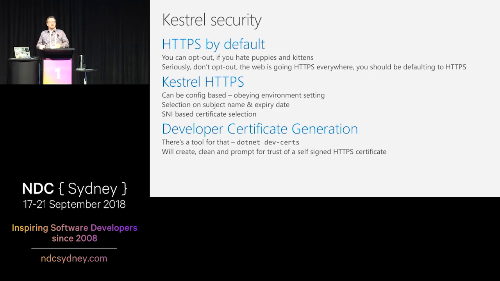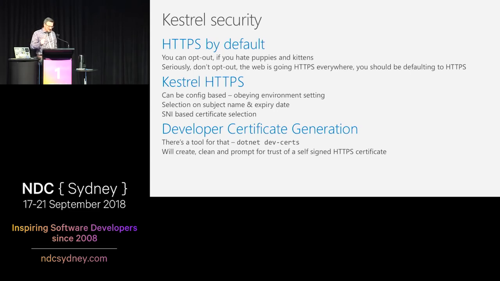HTTPS is everywhere now. Chrome gets really upset if your website is not on HTTPS. Edge will probably follow about 2 years behind because that's what Edge does. So that's why it's there. You are testing in sort of the same environment that you will be running in production. Keep HTTPS on. And within Kestrel, HTTPS can be config-based, so you can have different certificates based on your environment. It can be selected automatically based on subject name and expiry date. That means it will rotate. And we have support for SNI.